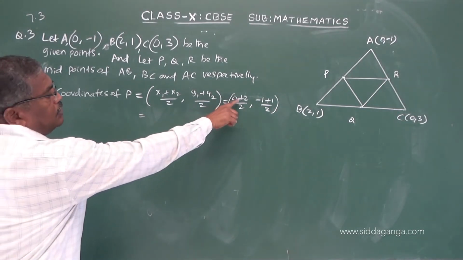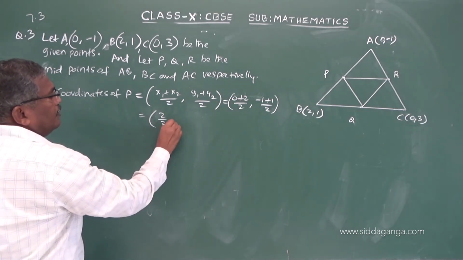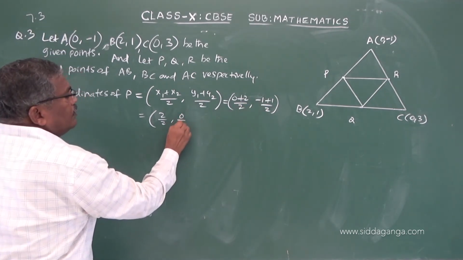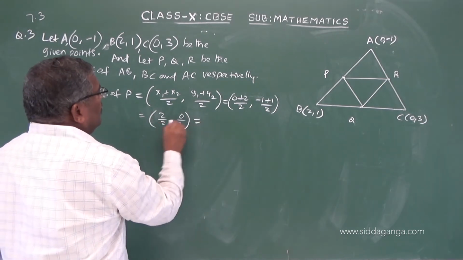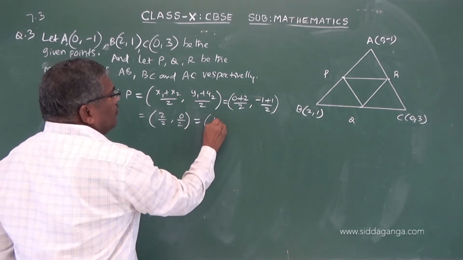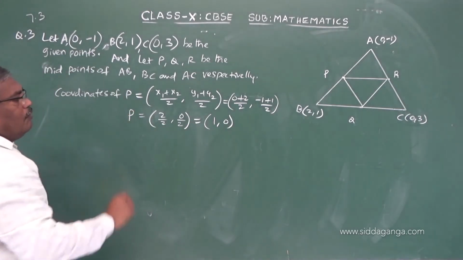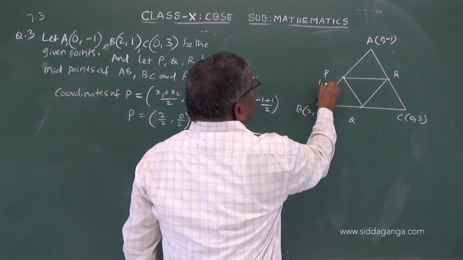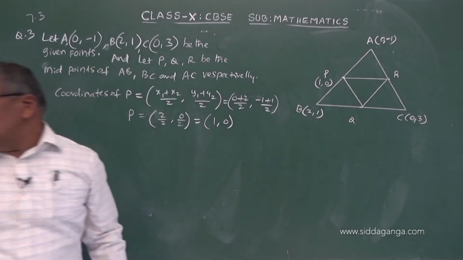This equals 0 plus 2 is 2 by 2, comma, minus 1 plus 1 is 0, 0 divided by 2. So coordinates of P are 2 by 2 is 1, so therefore 1, 0 is the coordinates of point P. I will write here P is 1, 0.